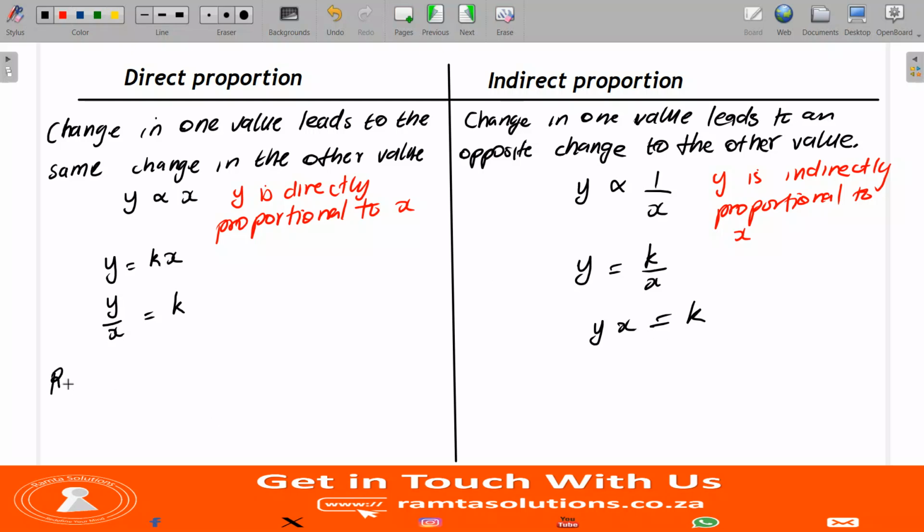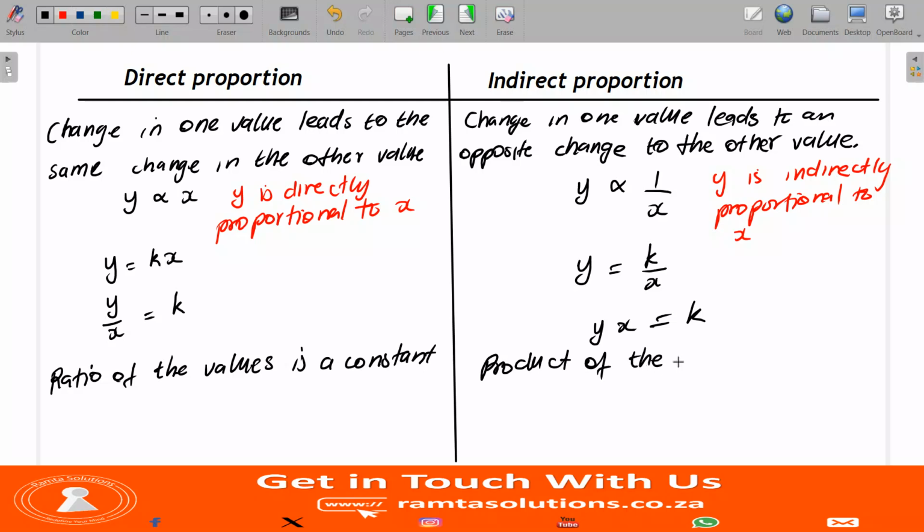So here, the ratio of the values is a constant. And here, the product of the values is a constant. Going to the next page.